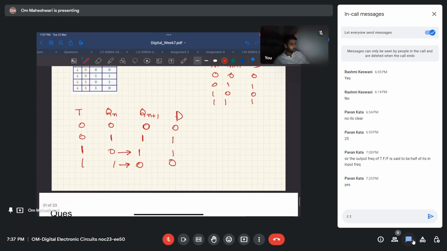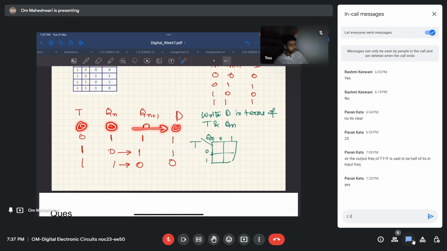Now we need to write D in terms of T and Qn. For that we can make a K-map with T and Qn, 0, 1, 0, 1. When it is 0, 0, D is 0, so we don't mention that. When it is 0, 1, it is 1. When it is 1, 0, it is also 1.